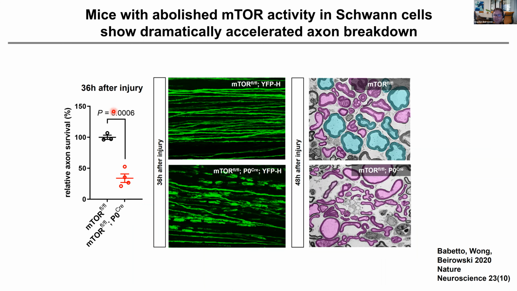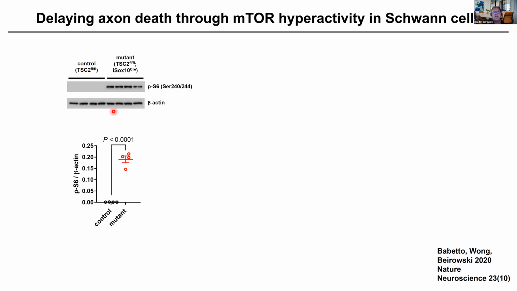So now the reverse picture. We were able to accelerate axon degeneration. Can we use the mTOR pathway in Schwann cells in a non-cell autonomous manner to confer axon protection? To test this idea, we exploited a negative regulator of mTOR signaling. There's a complex called TSC1, TSC2, and especially TSC2 is a strongly recognized negative regulator of mTOR signaling.